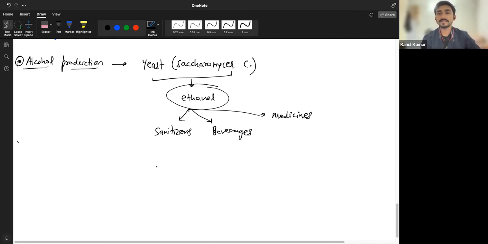So for many of our medicines, when we have to dissolve the drug in a solvent, we don't use water. Water can be heavily infected or contaminated by bacteria. We use ethanol, alcohol, because that cannot be contaminated by bacteria. Bacteria do not survive in alcohol.